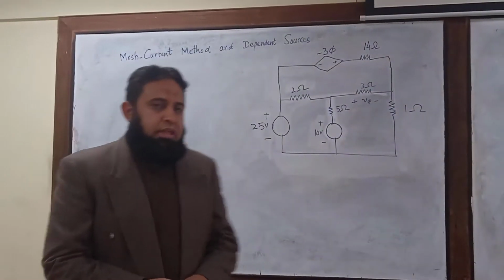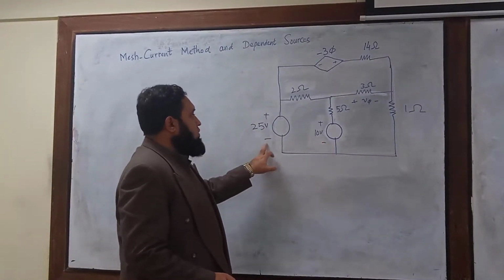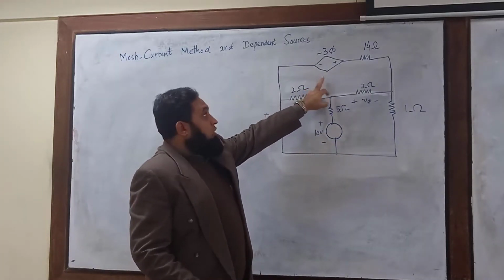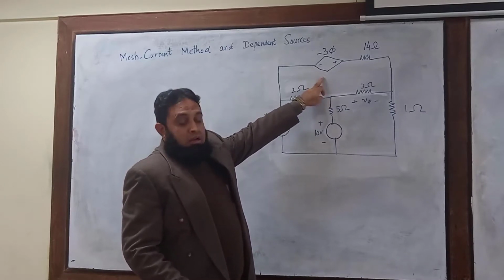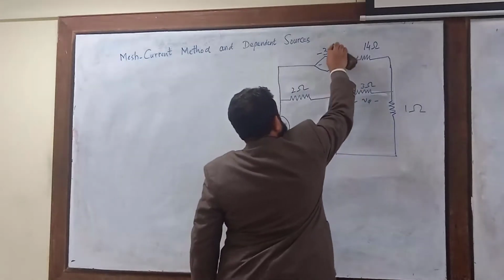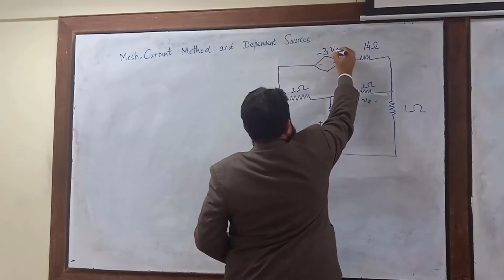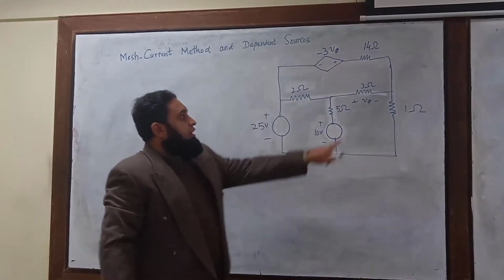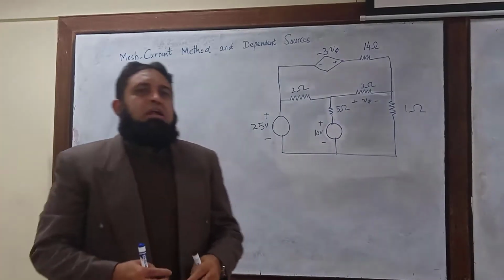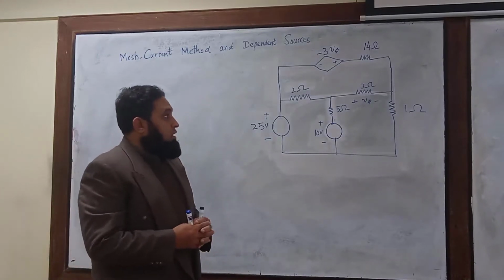So let's try one very simple example. We have two voltage sources, which are independent voltage sources, and one dependent source. This dependent source is basically a current-controlled voltage source, controlled by V5, and V5 is the voltage across this 3 ohm resistance. So let's start writing the mesh current equations for this circuit.